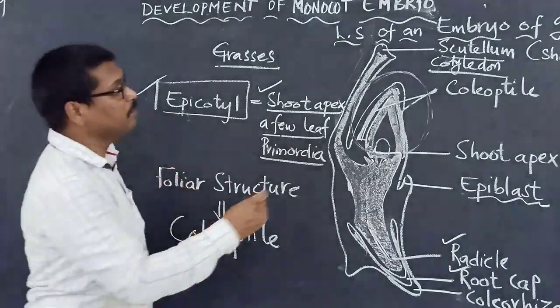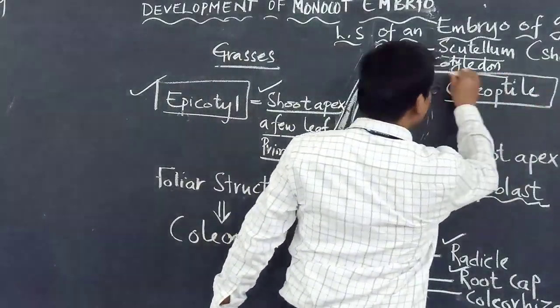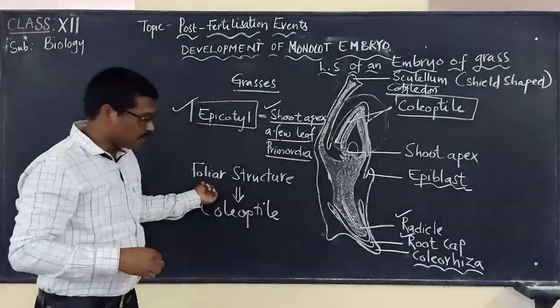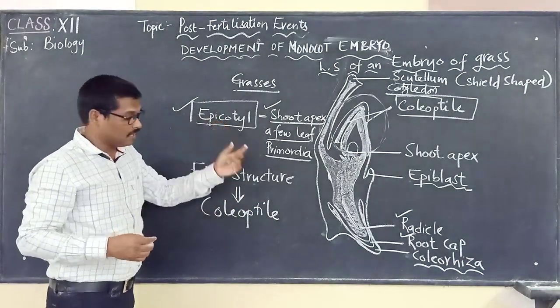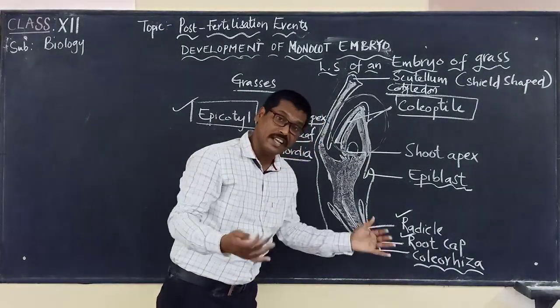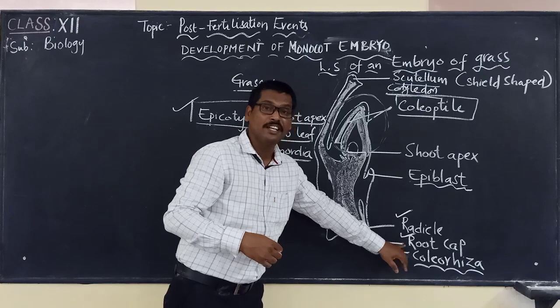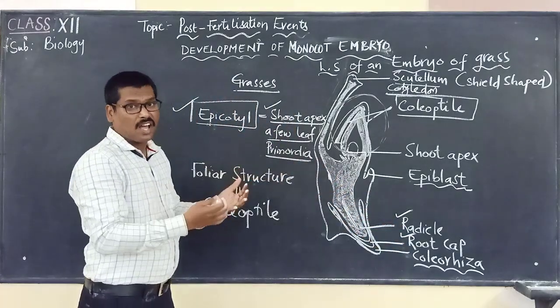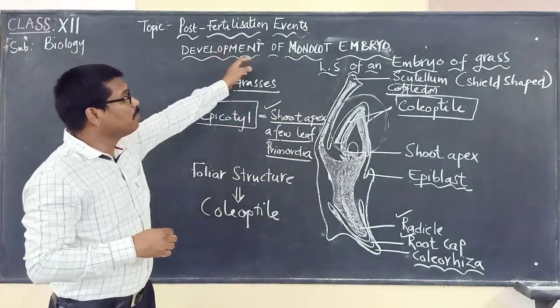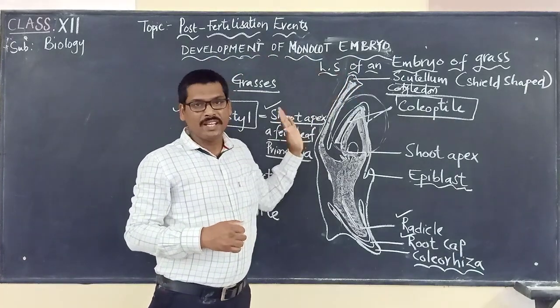So here you have to remember what the coleoptile is. It is a leaf or foliar structure which is enclosing the epicotyl. The coleorhiza is enclosing the radicle and the root cap. So this is how the development of the monocot embryo takes place.